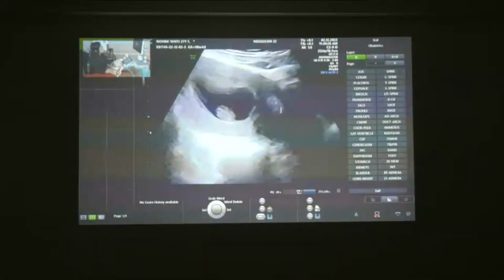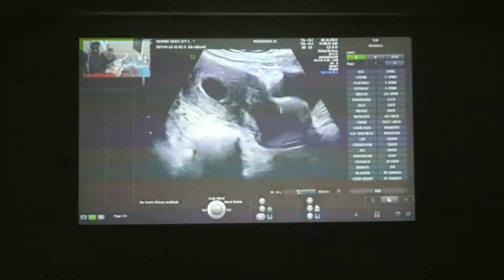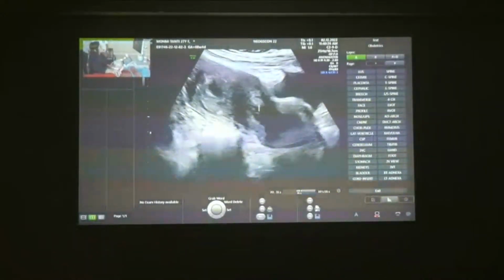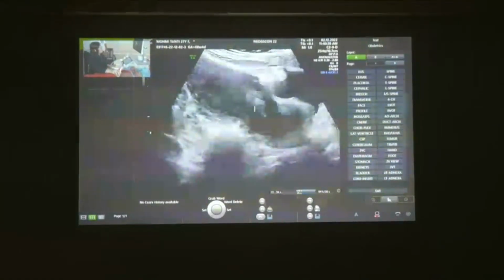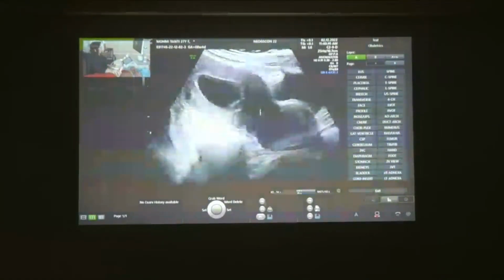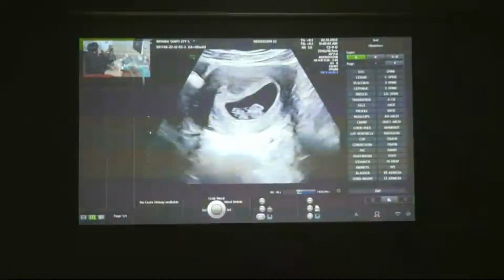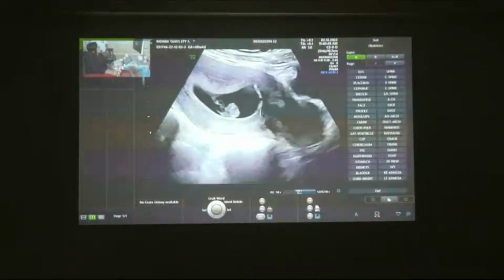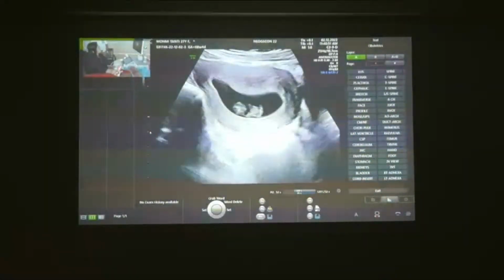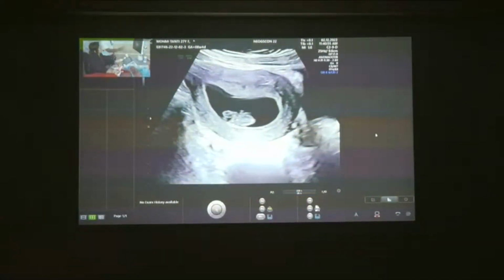Then look at the cervix and document the length, because sometimes we might see dilatation of the cervix, and sometimes the cervix might be shortened. I think that's all for an early scan. This is all we've got to document.